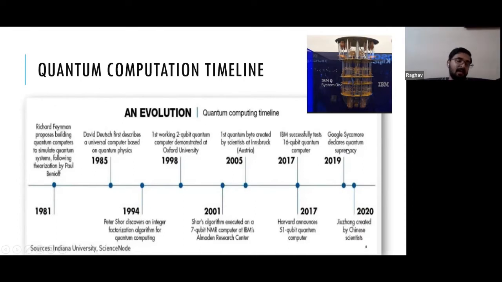What it meant is that Google showed that an algorithm on a classical computer which would take billions of years can be implemented on quantum computers and executed in some days or some minutes. That certainly shows the advantage of quantum computers over classical computation. And in 2020, we have Zhuzhang, created by Chinese scientists.